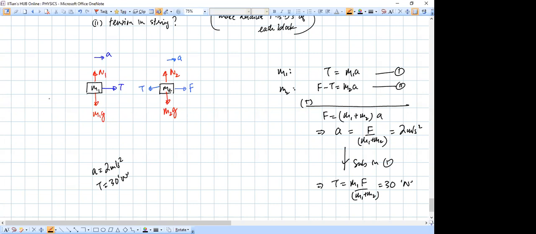And of course, you will also understand that N1 is equal to M1g. So that's 150 newtons. And N2 is equal to M2g. That is 100 newtons.